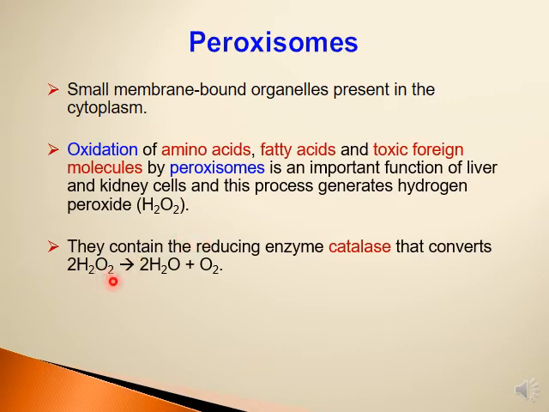To get rid of the hydrogen peroxide, peroxisomes contain an enzyme called catalase, because hydrogen peroxide is toxic to the cell, so it should get rid of it. This is done by the catalase enzyme, which will convert hydrogen peroxide to water and oxygen.